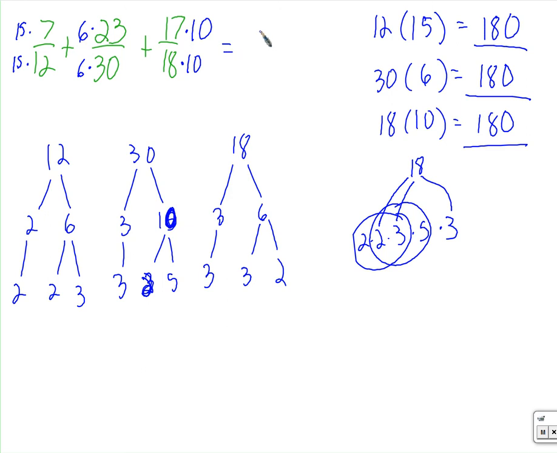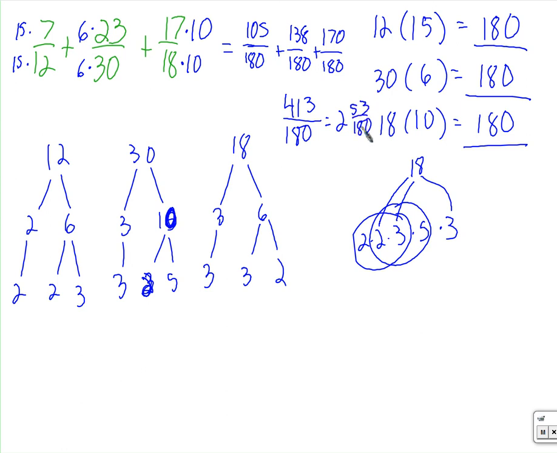So 7 times 15 is 105 over 180, of course. 6 times 23? 138 over 180. And then, of course, 170 over 180. We're going to add them together. 105 plus 138 plus 170. 413 over 180. So we do have to simplify. Oh, okay. You're writing it as a mixed number. 2 and 53/180.